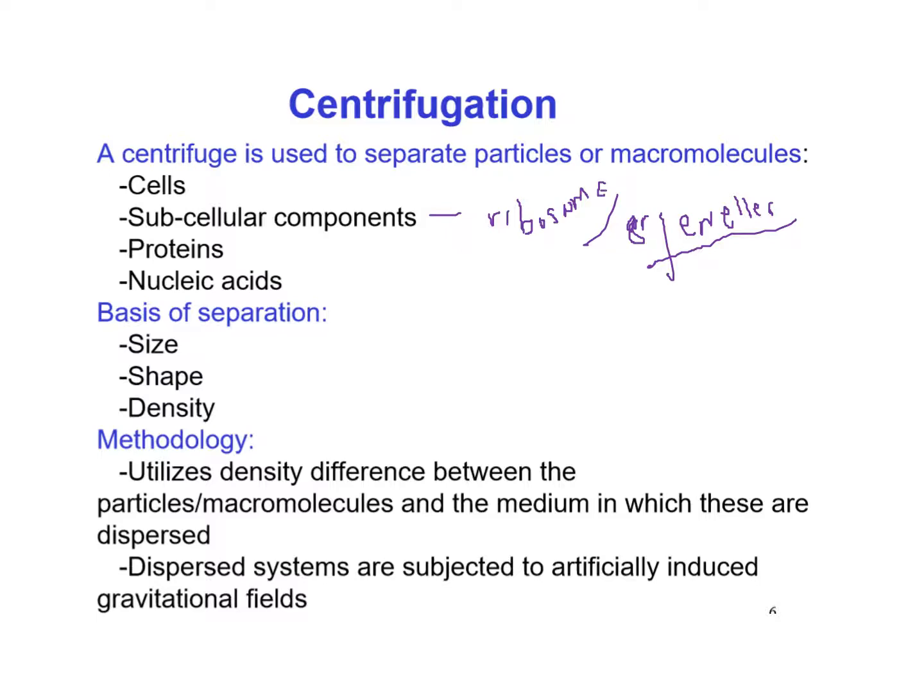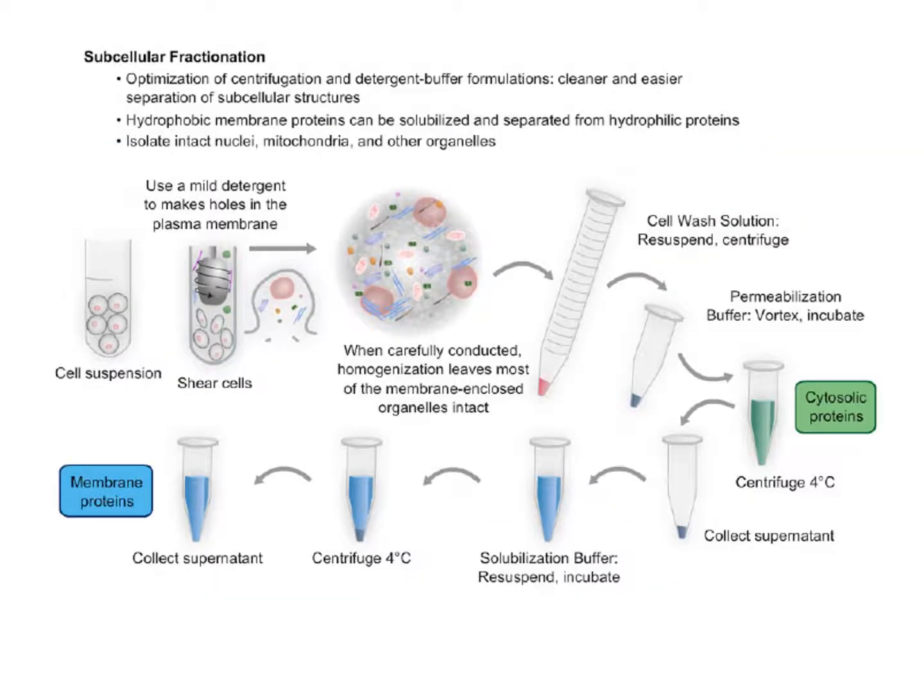Ribosomes. And again, the basis is size, shape, and density, and we use the density differences and the solvent or the media that they're put into. And then we apply an induced G-force through centrifugal action, spinning in a circular motion here. So that is, in probably not a nutshell, but that is centrifugation.